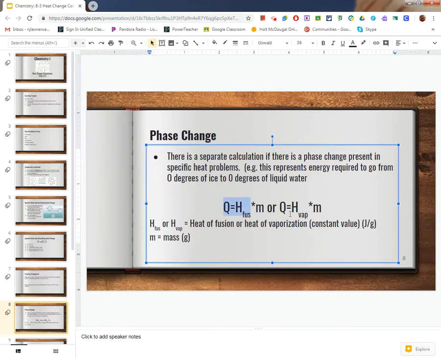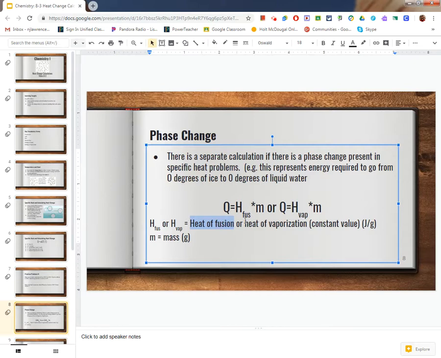And that's what these equations help you with. These equations right here allow you to calculate how much energy it takes to convert a substance from one phase to another. This right here, H of vaporization, is the constant. It's kind of like a specific heat, but it's the constant value that tells me how many joules per gram are needed for the phase change to vapor. H of fusion, or heat of fusion, is the constant we're going to use when doing the phase change from a liquid to a solid.